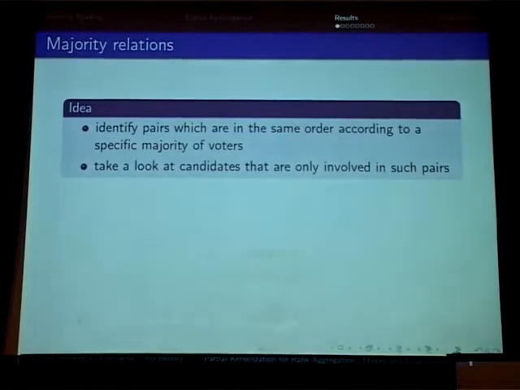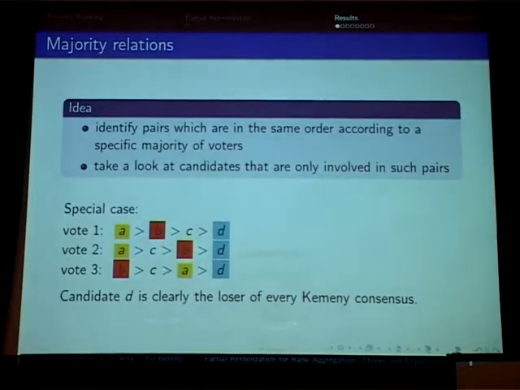And the basic idea of the first type of rules was to consider majorities. Here we want to identify pairs which are in the same order according to a specific majority. And then we take a look at candidates that are only involved in such pairs. I will start with a special case of this. Even if we consider the 100% majority, the candidate D is always last positioned in each candidate pair. And it's clear that the candidate D will always be the loser in every Kemeny consensus.